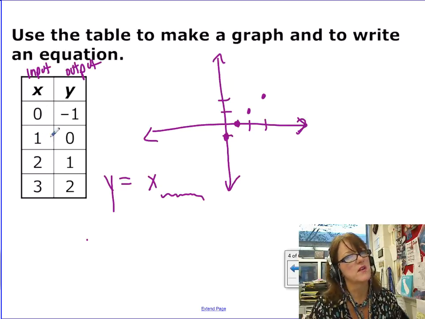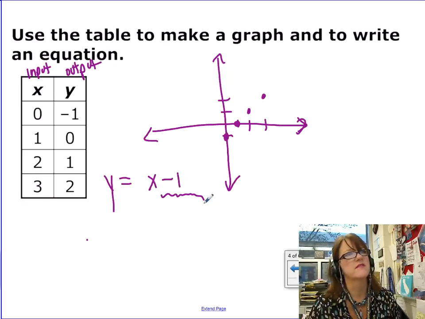What are we doing to x to get here? Plug in a 1, I get 0. Plug in 2, I get 1. Plug in 3, you get 2. Can you see it? It looks like each time I got 1 less, I'm subtracting 1. That ends up being the equation.